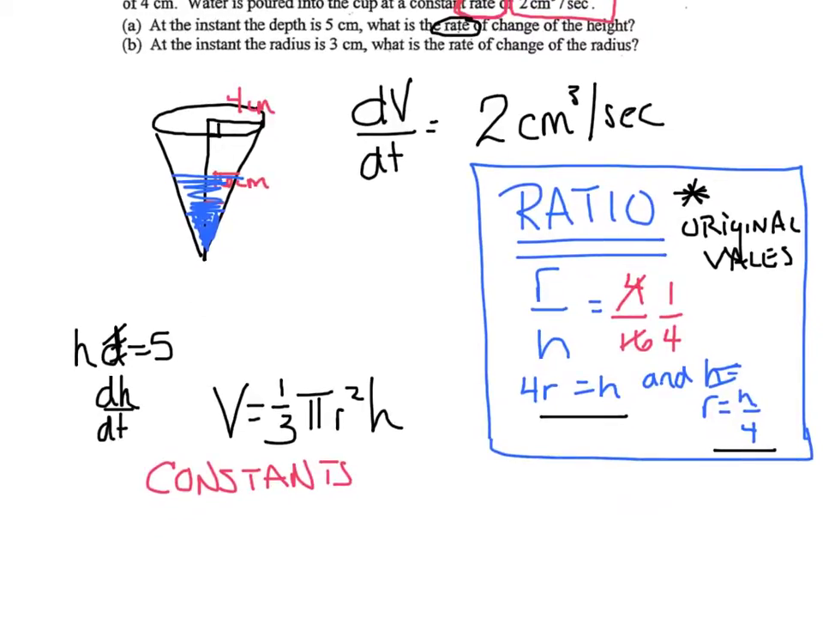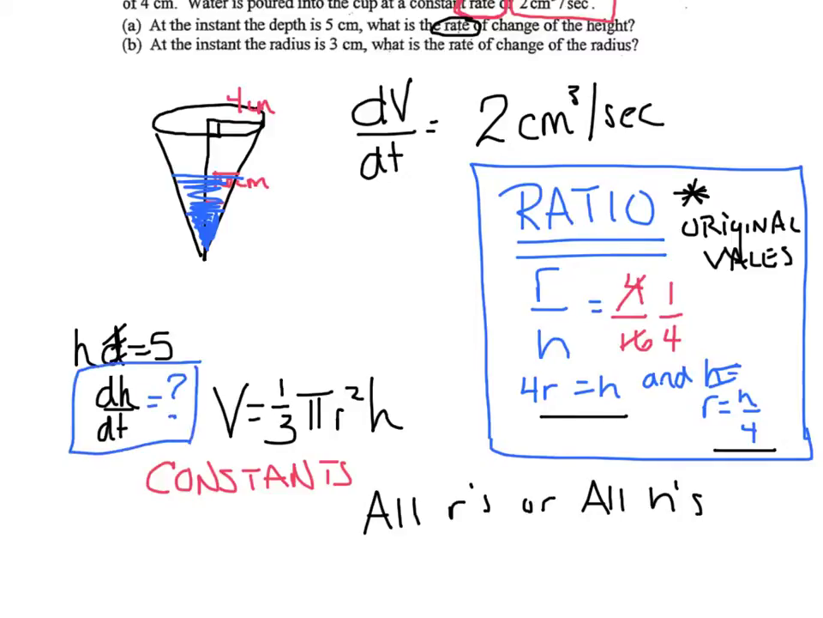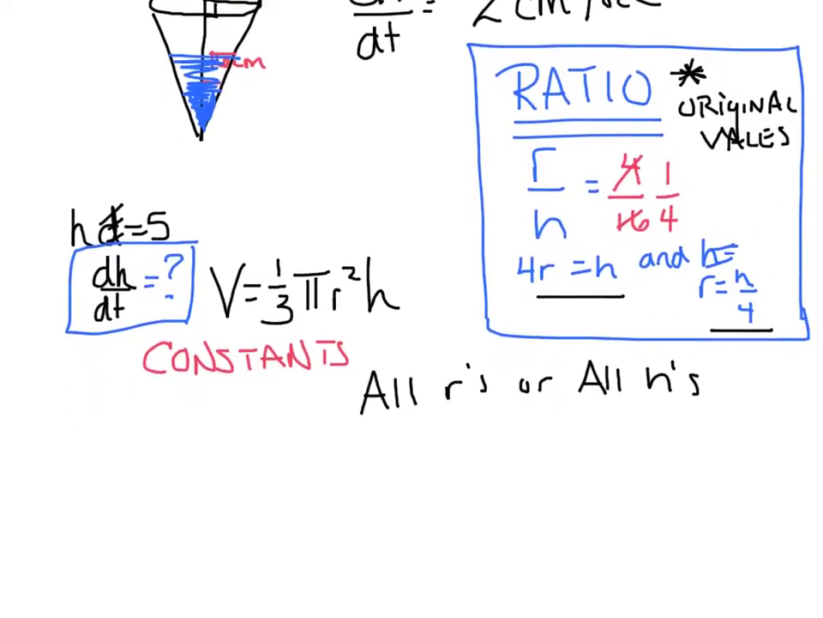Now, the next thing I have to determine is if I want all r's or all h's. And it's very simple. You just ask yourself, what do you want in the end? I am finding dh/dt. That means I only want to see the letter h. So my goal is to rewrite my volume formula with only the letter h in it. And that's where the ratio comes in.